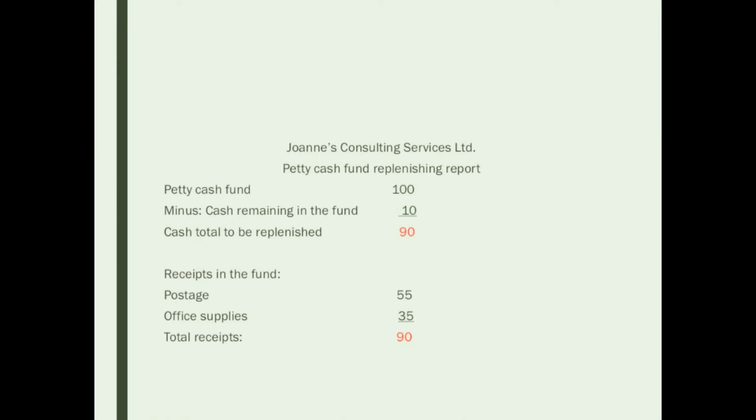Petty cash replenishment reports show the cash remaining in the fund and the cash requested to replenish this lost fund, while also displaying the receipts in the fund and their breakdown. This report shows that $90 of the funds needs to be replaced. It also shows there are receipts totaling $90.